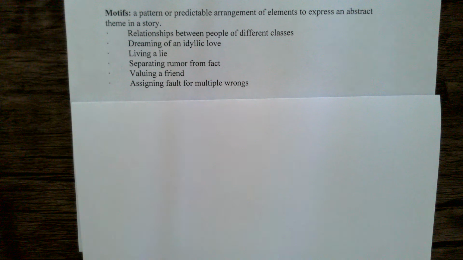And the last motif that we're going to be looking at is assigning fault for multiple wrongs. Oftentimes in this book, and I did address this with the theme of morals, people who are of the middle class are going to be blamed for things because it's just easier to believe they're capable of something like that rather than somebody who's super wealthy.